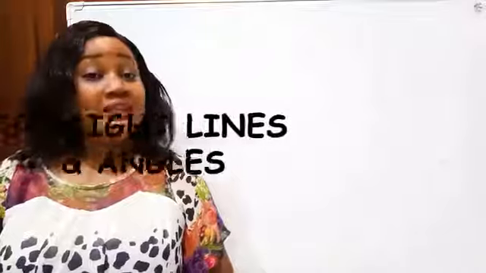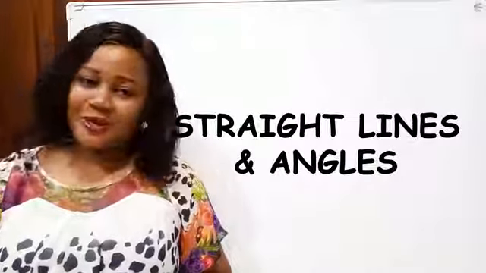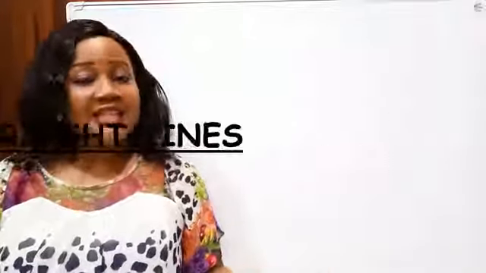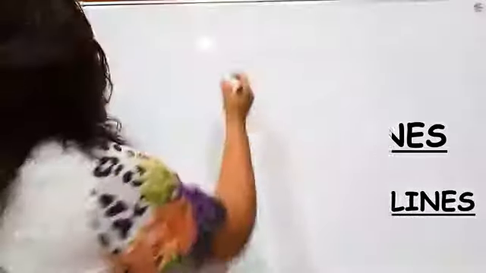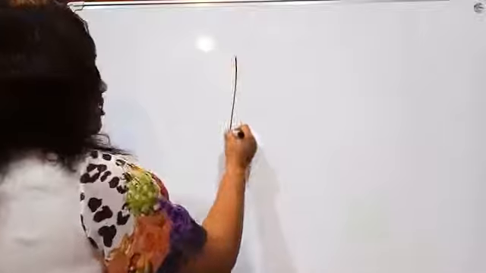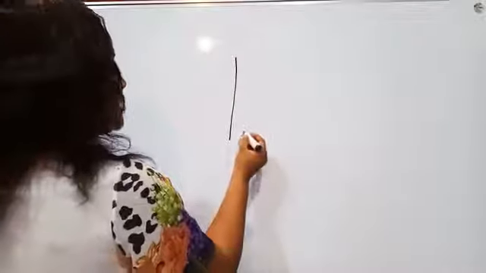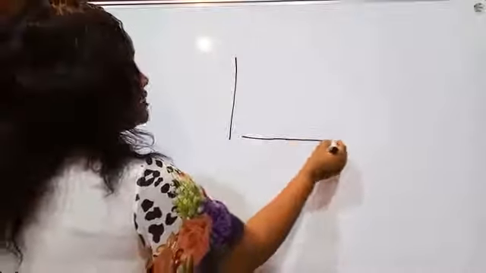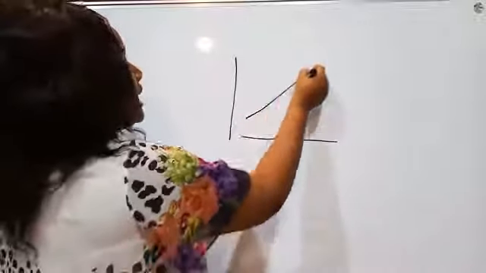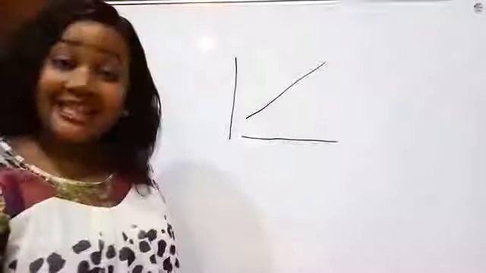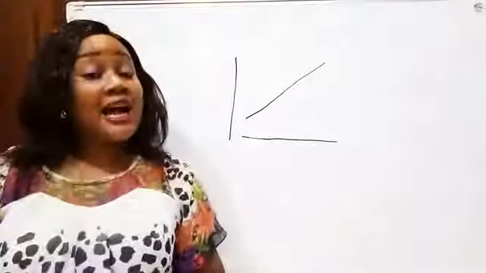Today we'll be talking about straight lines and angles. Now let's start with straight lines and the types of straight lines. You have the vertical or the standing, you have the horizontal or the sleeping, or you have the oblique line or slanting line. Then what are angles?